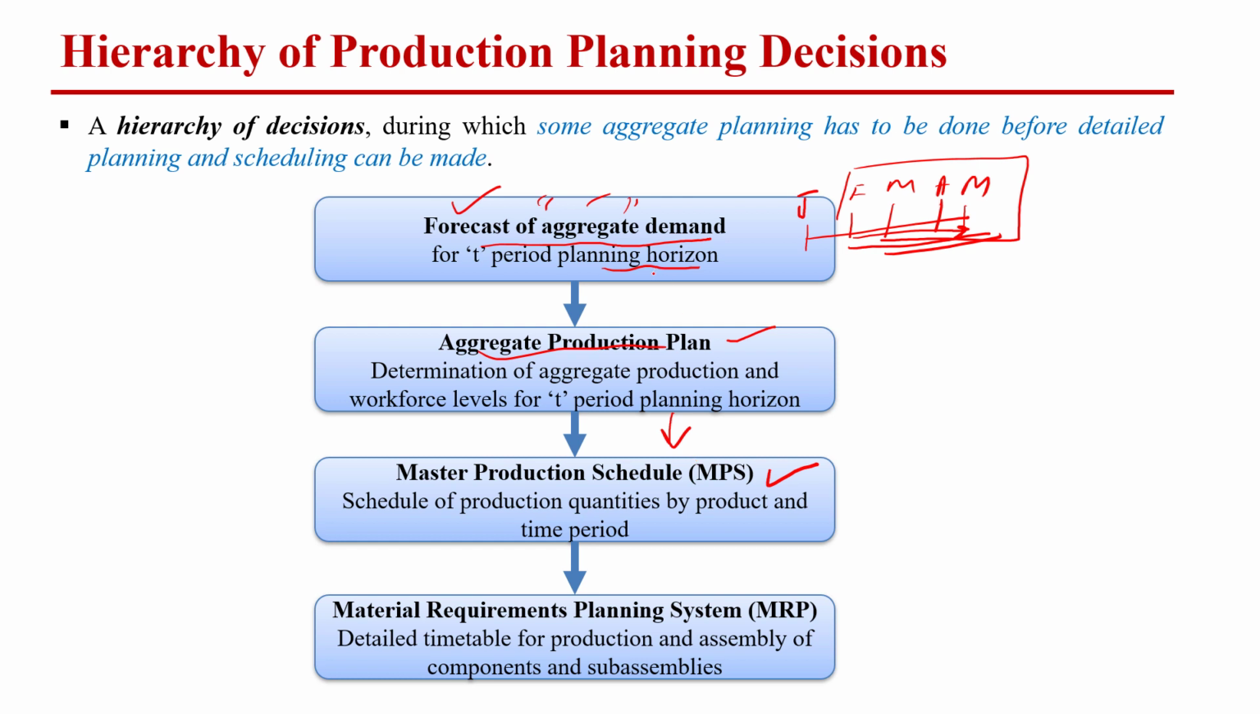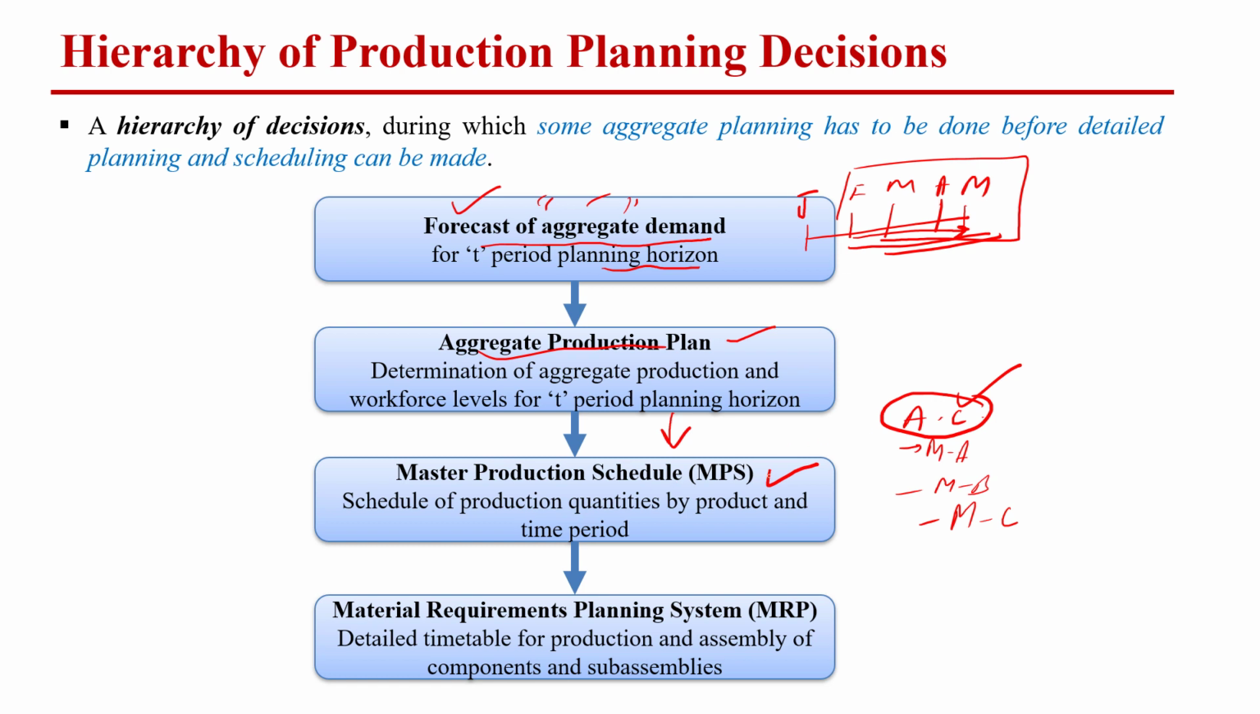As I have given you the example of the air conditioner, in a master production schedule the air conditioner is going to be broken down into model A separately, model B separately, as well as model C. So in an aggregate production plan, we have developed the plan at the product family level, which means overall air conditioner.